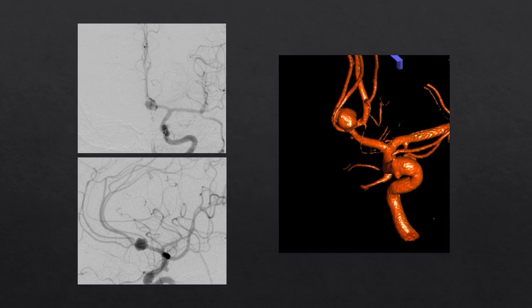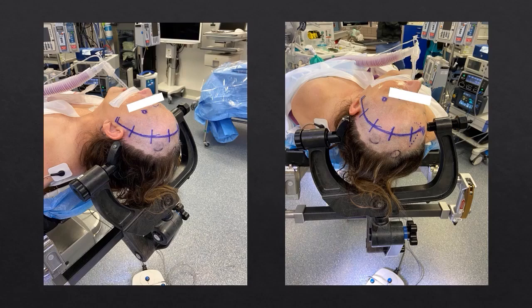The angiogram and the 3D ray confirm what we mentioned earlier. It fills from the left side, with a single left A1, both A2s from that left side, and a large neck aneurysm that was slightly irregular with multi-lobes, and therefore the decision to treat. We decided on a left-sided approach because it fills from the left-hand side.